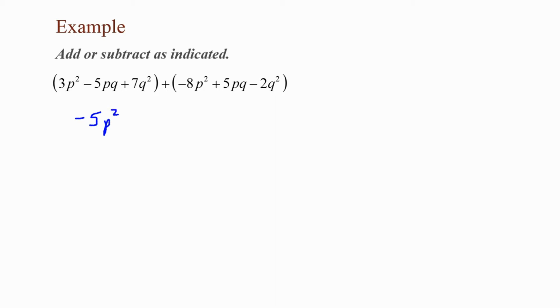Now we want to add negative 5pq and positive 5pq. That's going to give me 0pq, which is just 0. 7q squared and negative 2q squared are also like terms. 7q squared minus 2q squared is a positive 5q squared. So my final answer is negative 5p squared plus 5q squared. I could also have written my answer as 5q squared minus 5p squared.